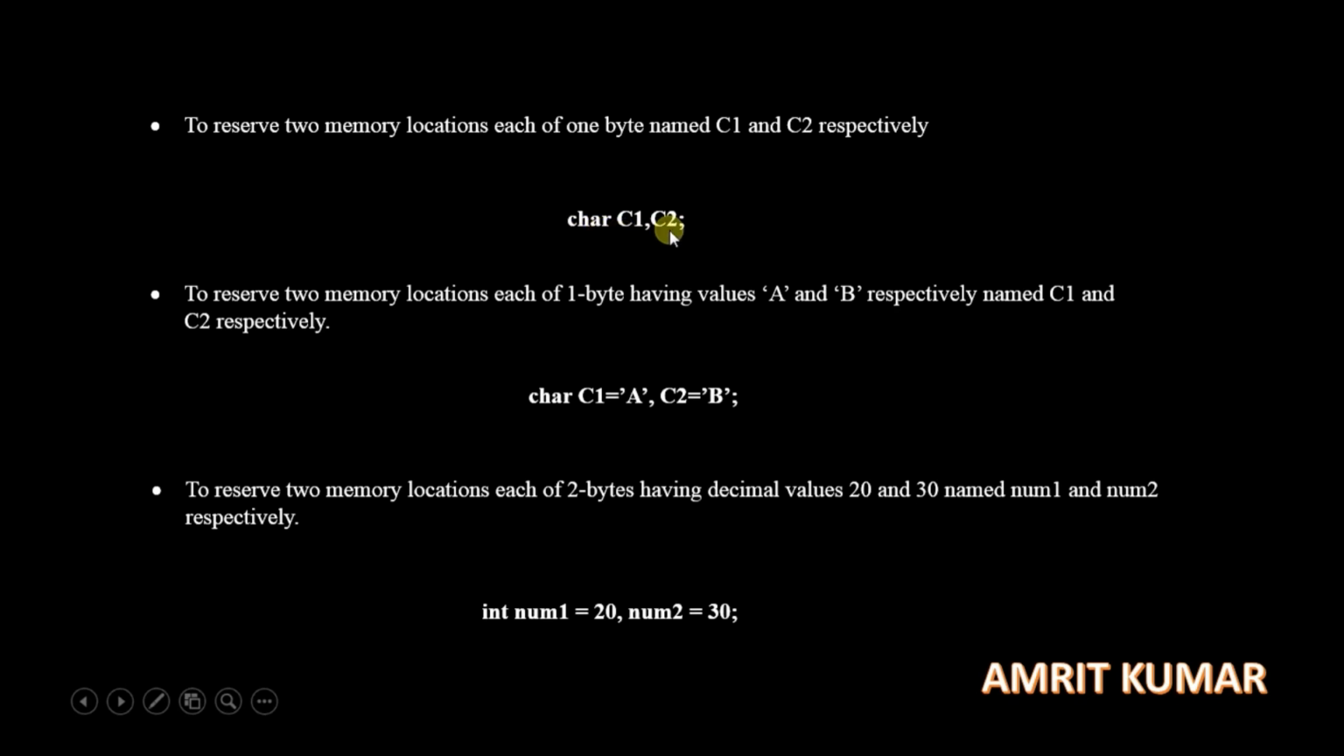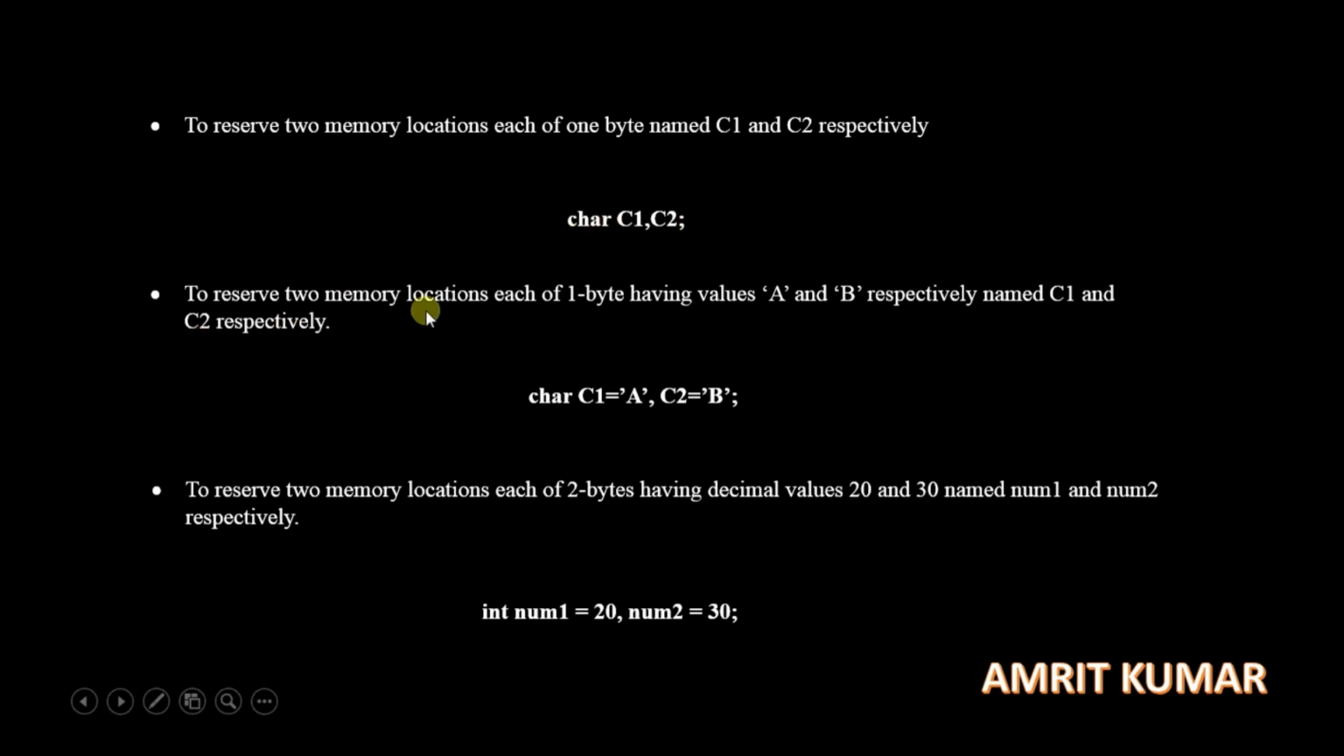C1 and C2 are the two variables which are allocated in the memory, and they are separated by the comma as a separator. So comma is working as a separator here. Now this is char, which is the data type. This is used to accept one char, means it can accept a character value only.